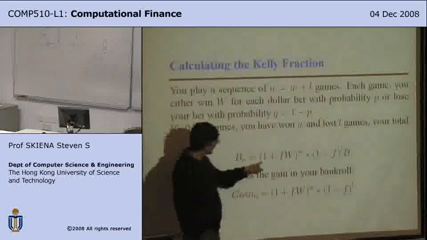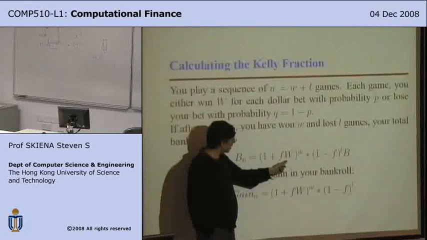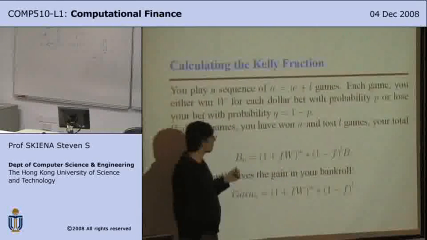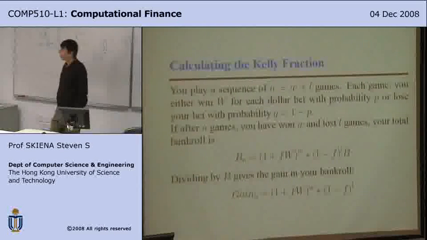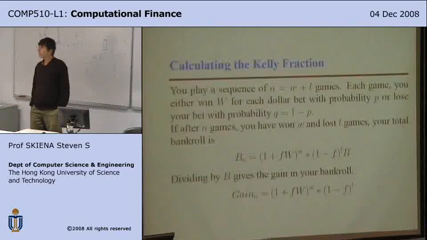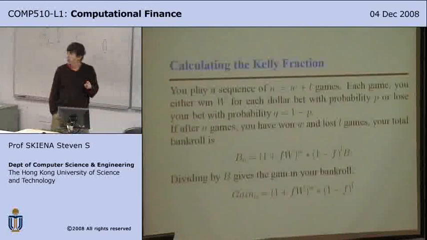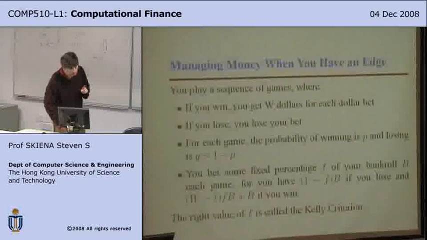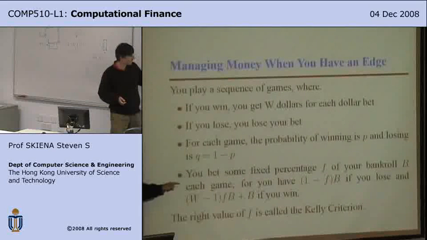If we win, we took the fraction of our money that we had bet and multiplied it by the winning amount. 1 plus that is the multiplier of our bankroll in the cases where we win. Sorry, this doesn't seem to match. Let's see, which way? If you win, you have 1 minus W minus 1. So there's a question here. Let's see if it does or does not.